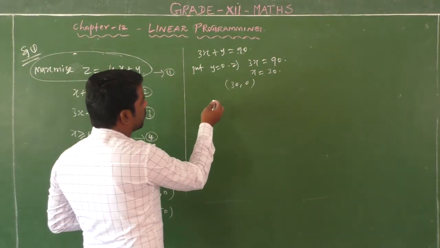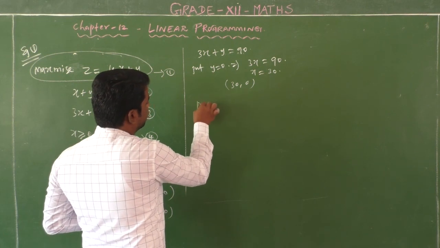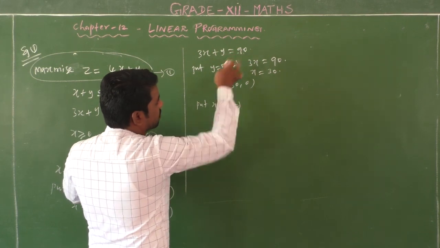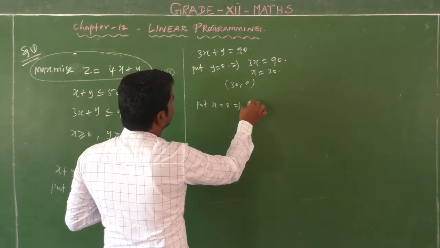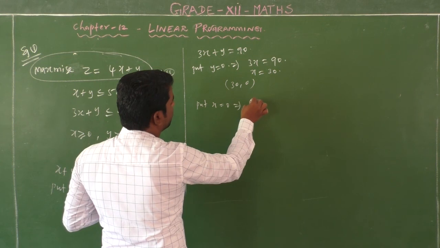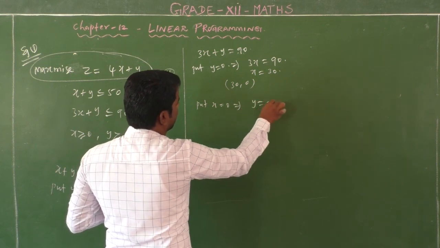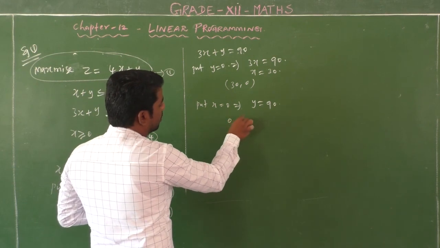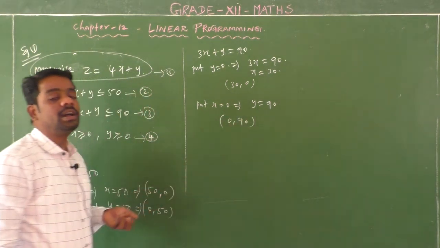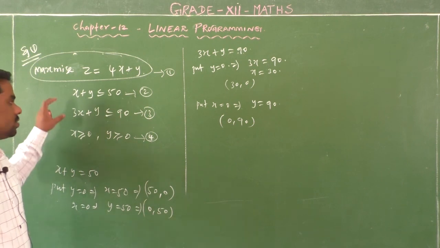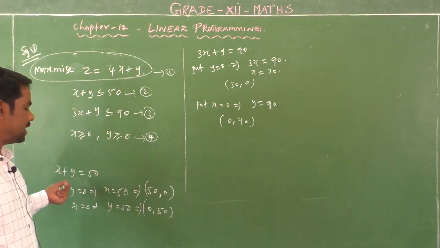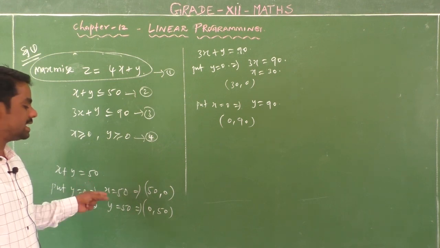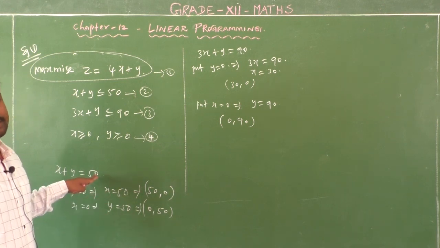Next, the y-intercept. Put x equal to 0 in the equation 3x plus y equal to 90. So 3 into 0 plus y equal to 90. So y equal to 90. So the coordinate point is 0, 90. Listen, for these two constraints, we considered the equations and found the x-intercept and y-intercept values of the given lines.